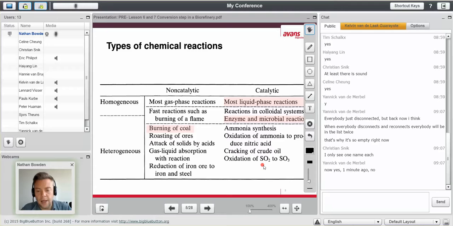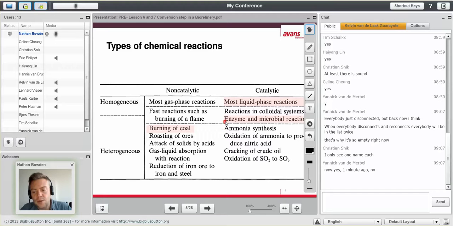Somewhat in between are enzymes and microbial reactions. Why is that in between homogeneous and heterogeneous? Well, an enzyme is something. So if you put an enzyme in a reaction, it's not completely heterogeneous because you've added an enzyme.